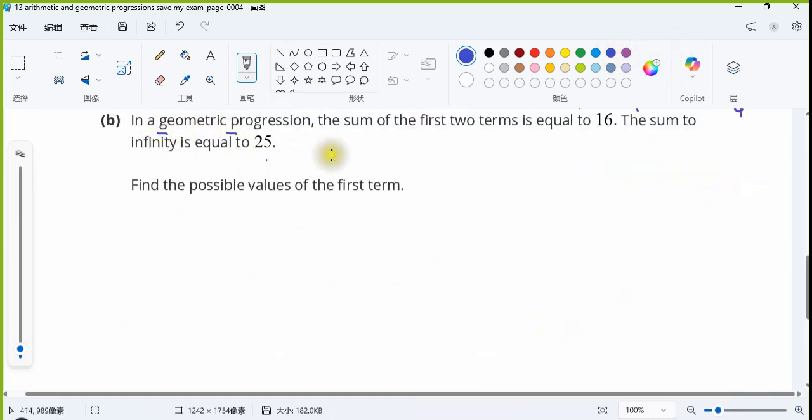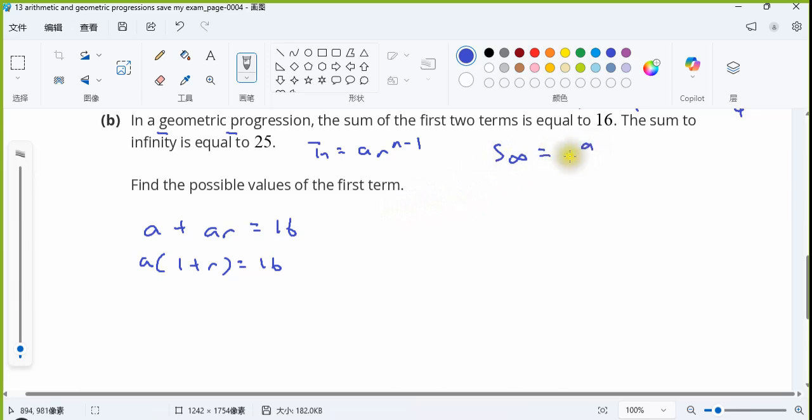In a geometric progression, the sum of the first two terms is 16. So we know that Tn is ar to the power n minus 1. So the first term is a, and the second term is ar. So a plus ar equals 16. We factorize a(1 plus r) is 16. And then the sum to infinity is 25. We know the formula for sum to infinity is a over 1 minus r. So a over 1 minus r equals 25. So a equals 25 times (1 minus r).